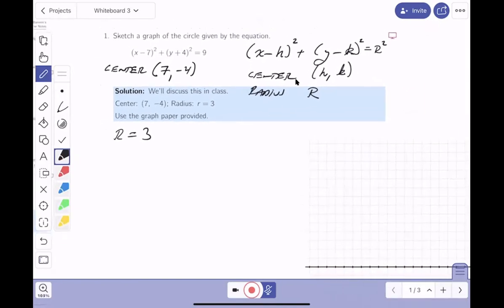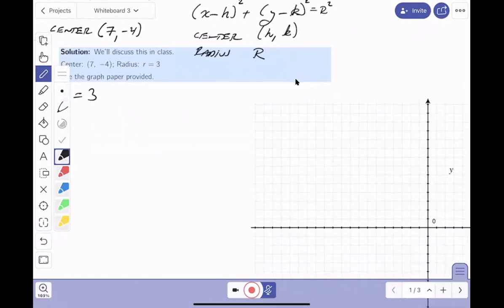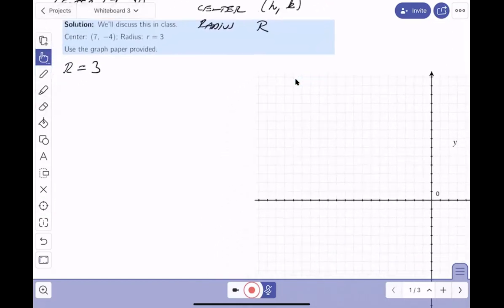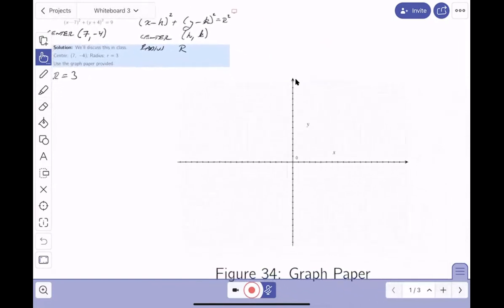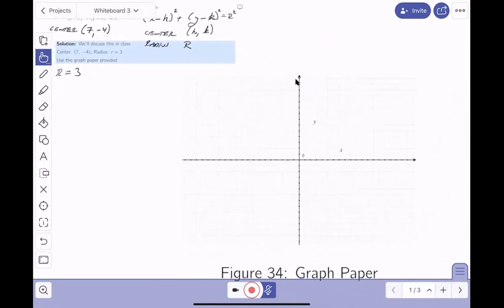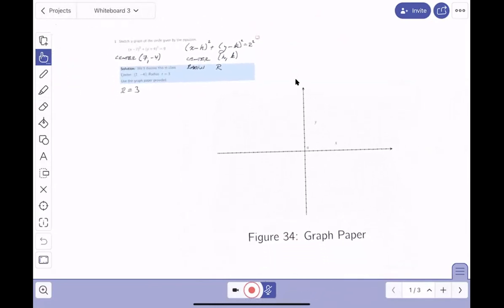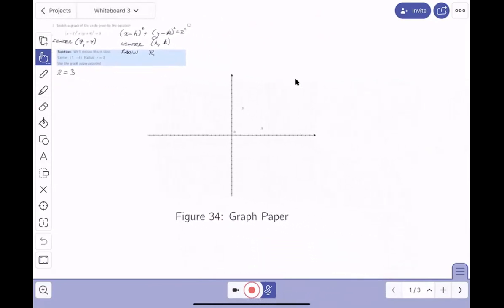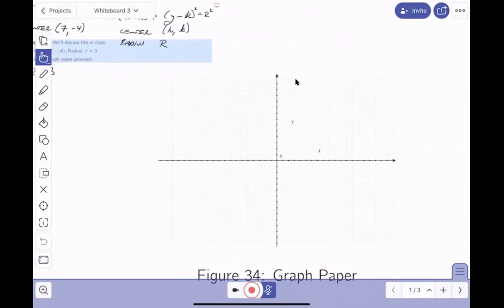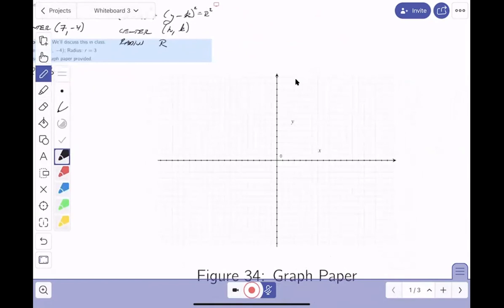So what I want to do is get my graph paper. I'm going to pull it over. And I'm going to graph the center 7 minus 4. And again, I want to point out to you that's just a point. And what do you mean by that? Let me just pull this down a little bit here. I'm going to pull this over. All right. Let me see if I can pull that graph paper. Just a little bigger here. Let's write down again. So the center is 7 minus 4. This is the center. And the radius is 3.